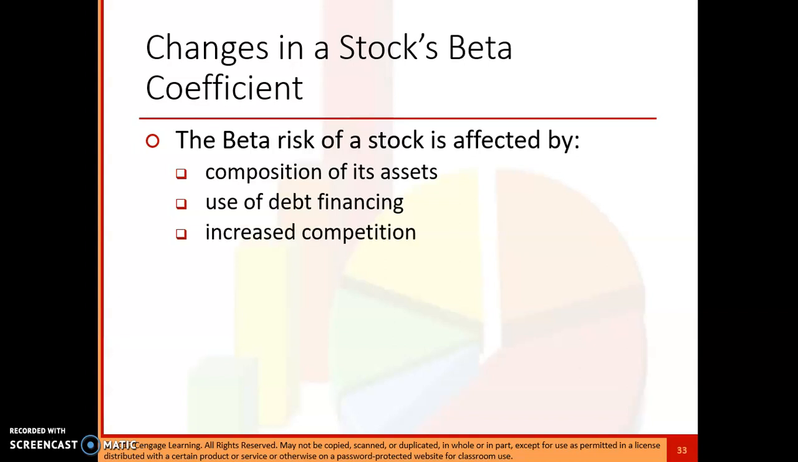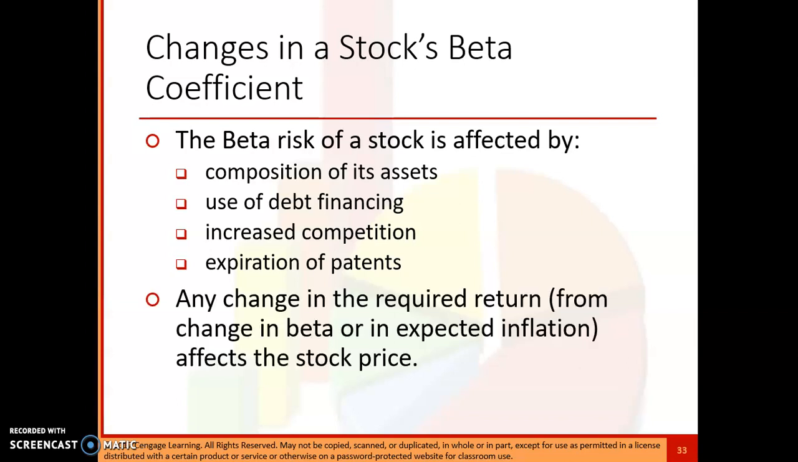Increased competition, expiration of patents. Think of medical companies or drug companies with patents on various drugs. When those patents expire, the value of those companies declines because others are allowed to make versions of those drugs. They make generic versions, and the price of those drugs typically comes way down.